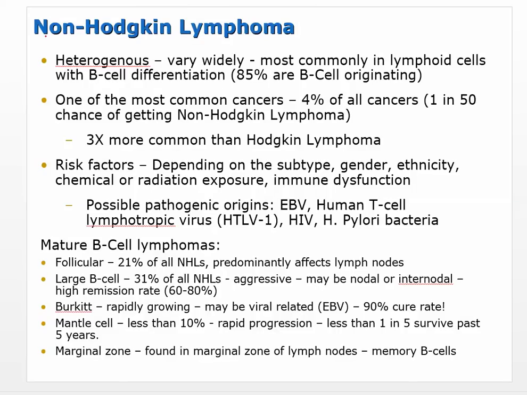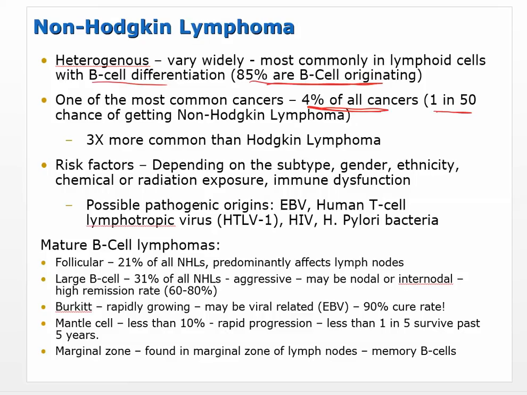Okay, so let's first of all talk about non-Hodgkin. Heterogeneous, it varies widely. It's most commonly in lymphoid cells with B cell differentiation. So 85%. So even though it can affect B cells or T cells, 85% of them originate from B cells. Non-Hodgkin lymphoma is one of the most common cancers. It's 4% of all cancers, which the bleak meaning of that is that there's a 1 in 50 chance of getting non-Hodgkin lymphoma.